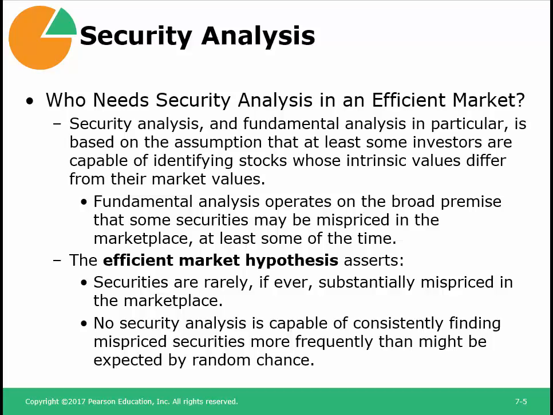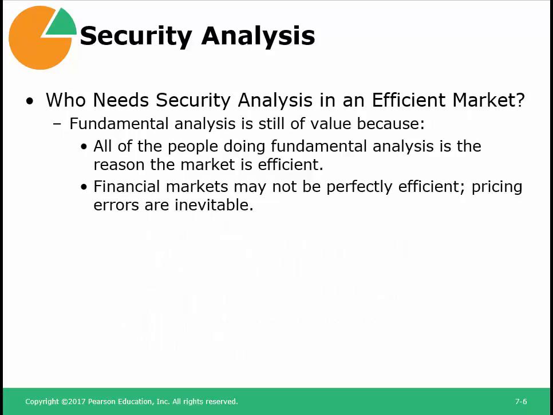The efficient market says rarely are stocks ever mispriced, and if they are, it's not by very much. So the efficient market says that no security analysis is able to identify those mispriced securities, and the only way you can find those things is through random events. But fundamental analysis is still very important, because we need people looking at companies to make trades so that we can create an efficient market, right?